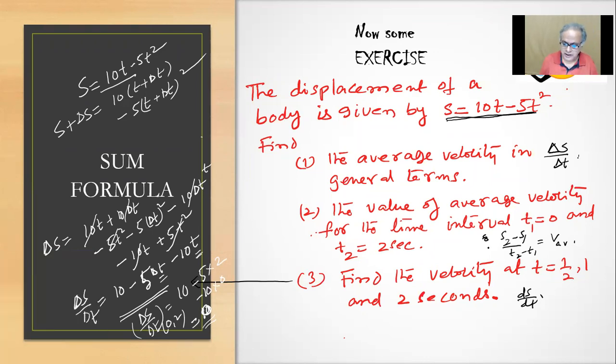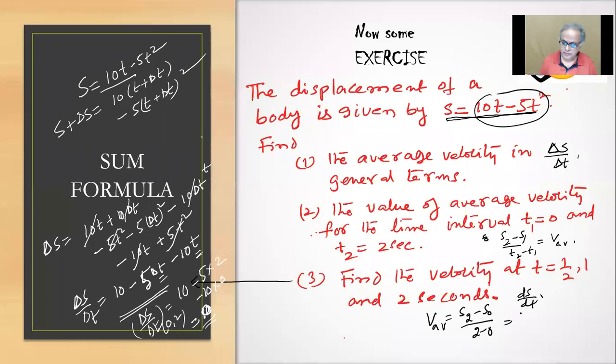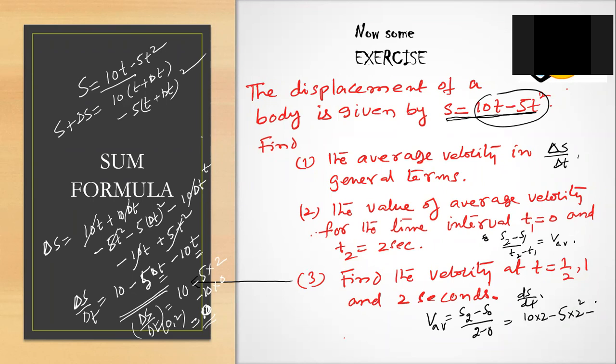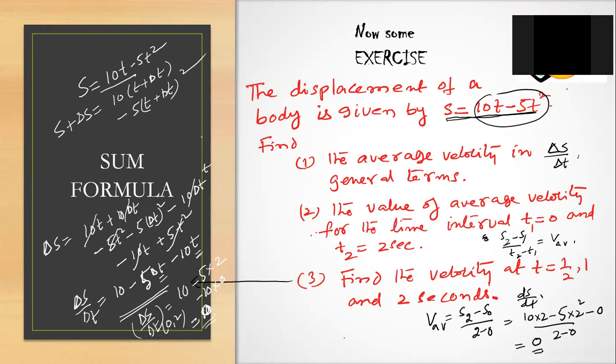Look, V average equals S at 2 minus S at 0, by 2 minus 0. Substitute 2 here: 10 into 2 minus 5 into 2 square. And put 0 there, S at 0, by 2 minus 0. So what will this be? 0.